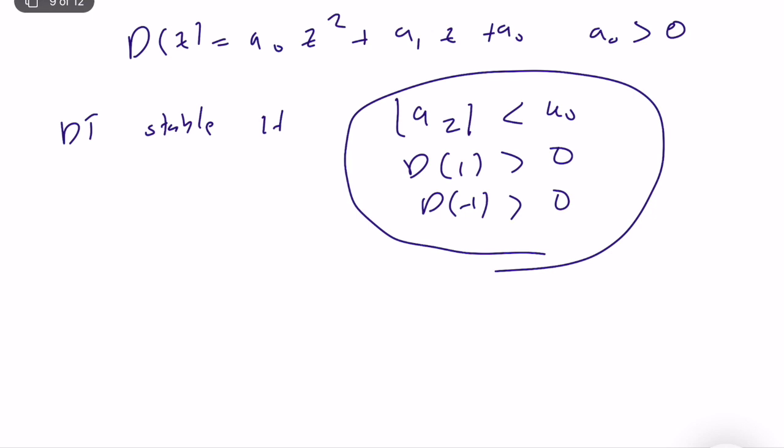That's it. So for a second order discrete time dynamical system, testing stability is relatively easy. When we go to third order and higher order, it will become a little bit more complicated, and let's try to do that.